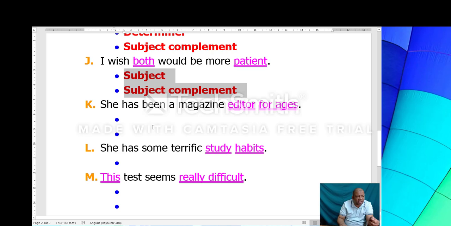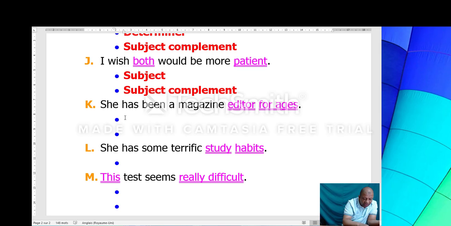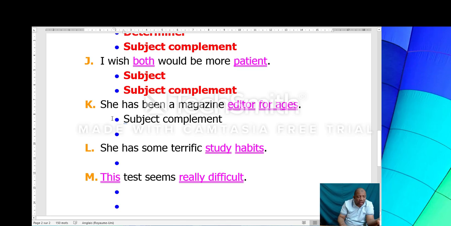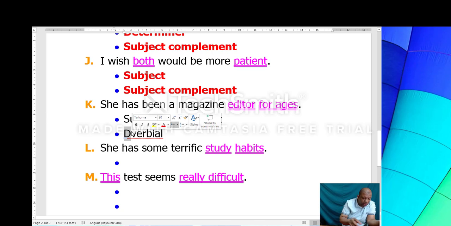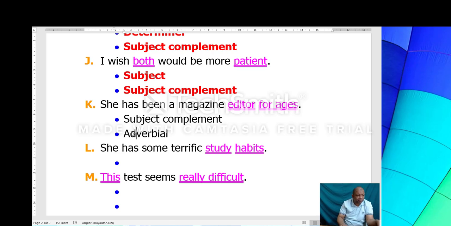She has been a magazine editor for ages. So editor here, subject complement, because we have the verb to be and it is conjugated in the present perfect. So, subject complement. For ages, this is adverbial. And you know what kind of adverbial? It speaks about time, adverbial of time.